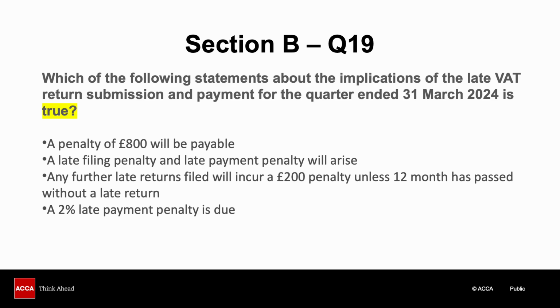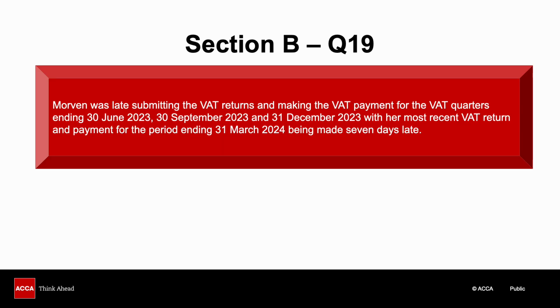In question 19, we're now looking at late VAT returns and payments, and we're being asked which of 4 statements is true. Now, the relevant bits of information from the scenario are shown here. Morven was late submitting VAT returns and VAT payments for quarters ending June, September and December 23, and our most recent VAT return and payment is also late, being paid and submitted 7 days late.